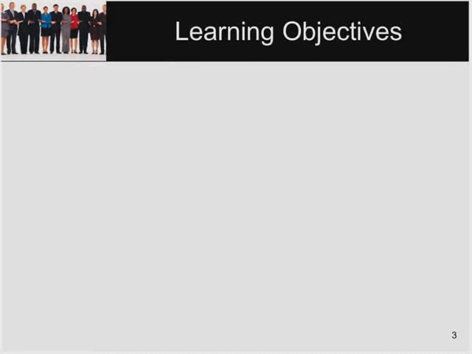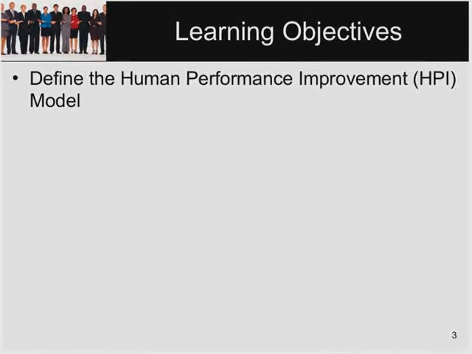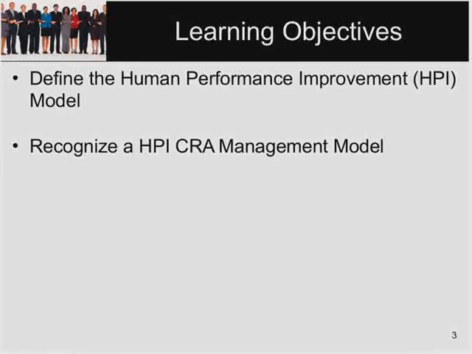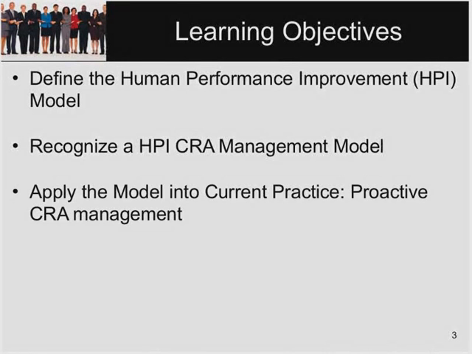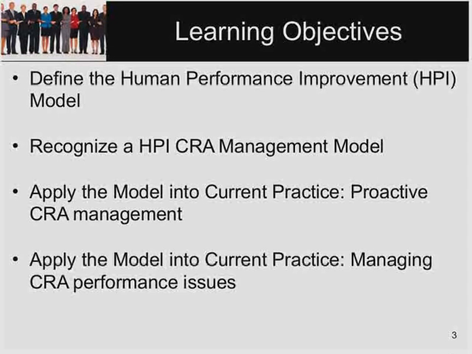In this particular presentation, the learning objectives that we are hoping to achieve for you are to be able to define a human performance improvement model, to recognize a human performance improvement model through the CRA management model, and to apply the model into current practice, a proactive CRA management, if you will, and then to apply the model into current practice, managing CRA performance issues.